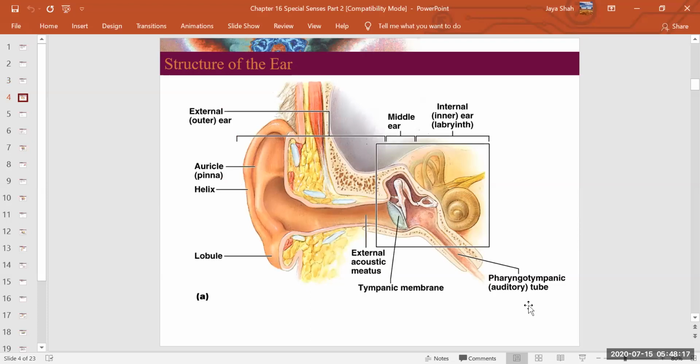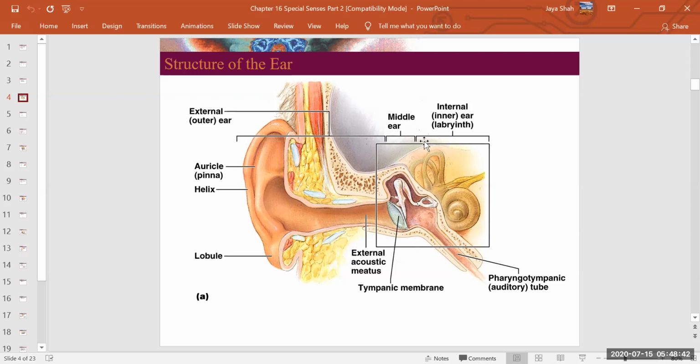Here is the diagram of the ear, and you can see the structure of the ear. As I said, the ear can be divided into three parts, three regions. Only the external ear part you can see. The middle and inner ear are the inner cavity inside your temporal bone, so you cannot see them.